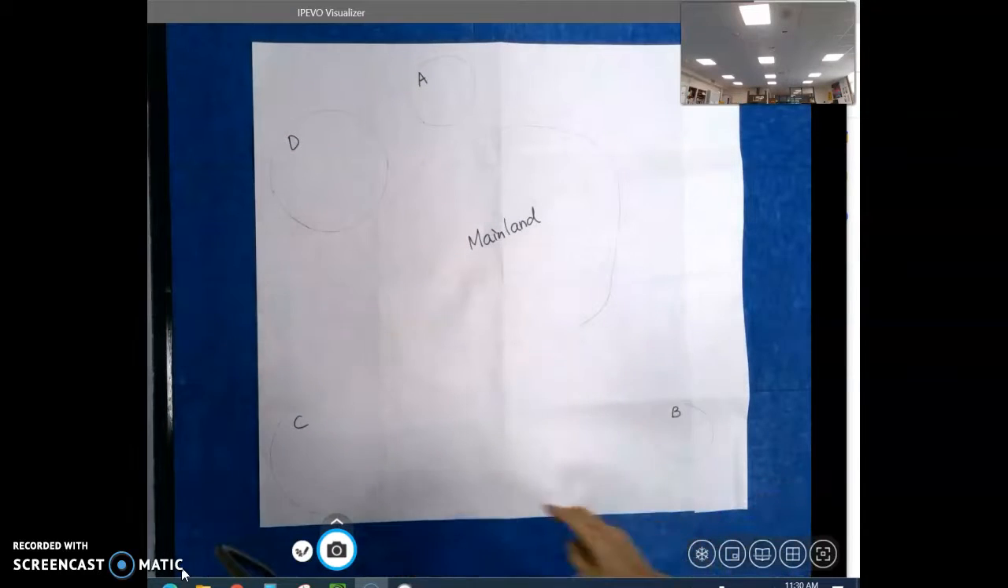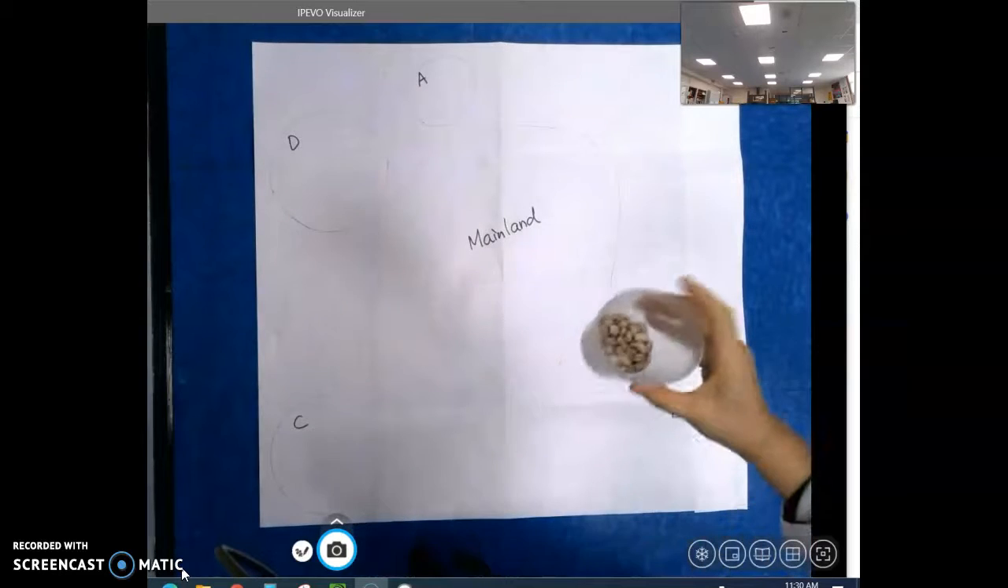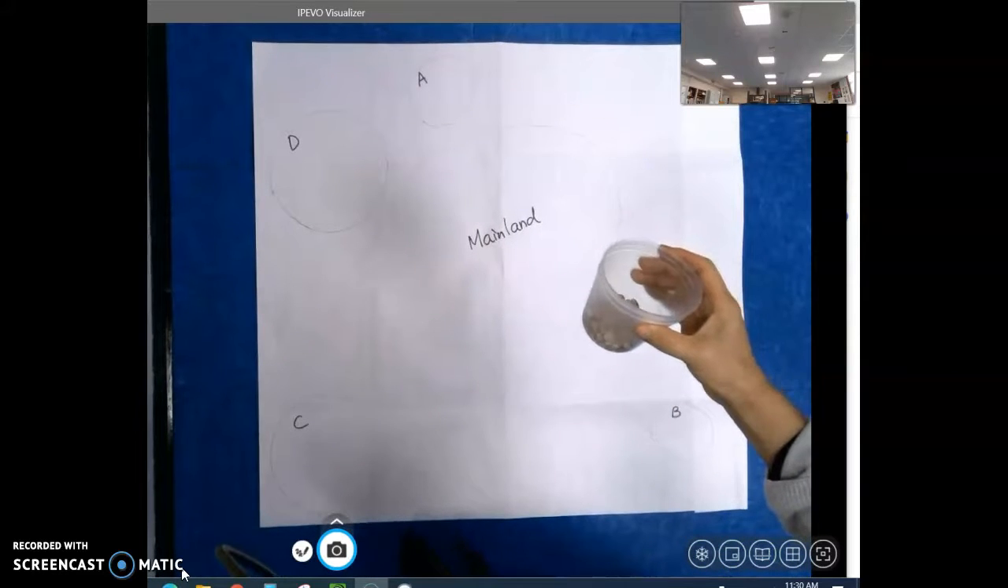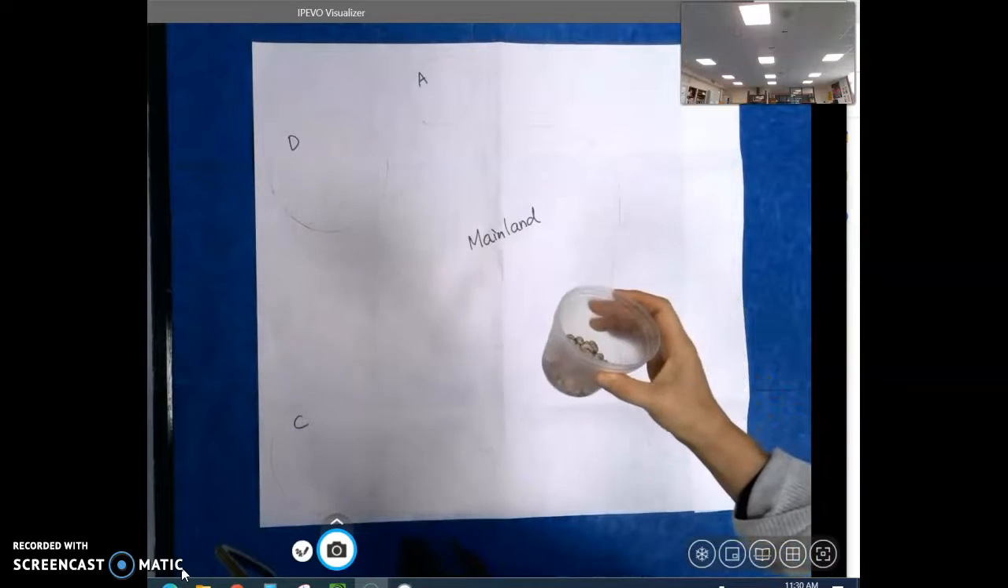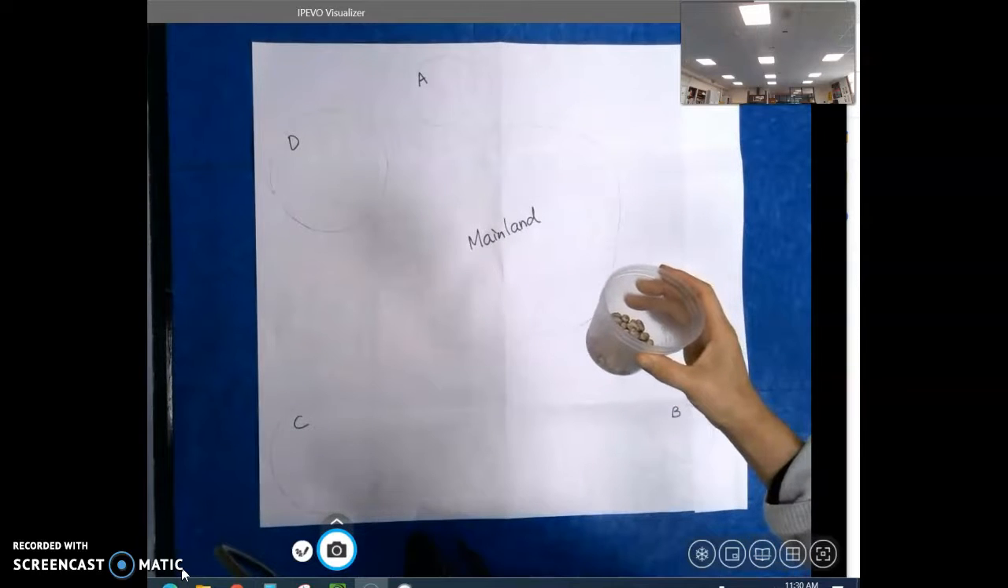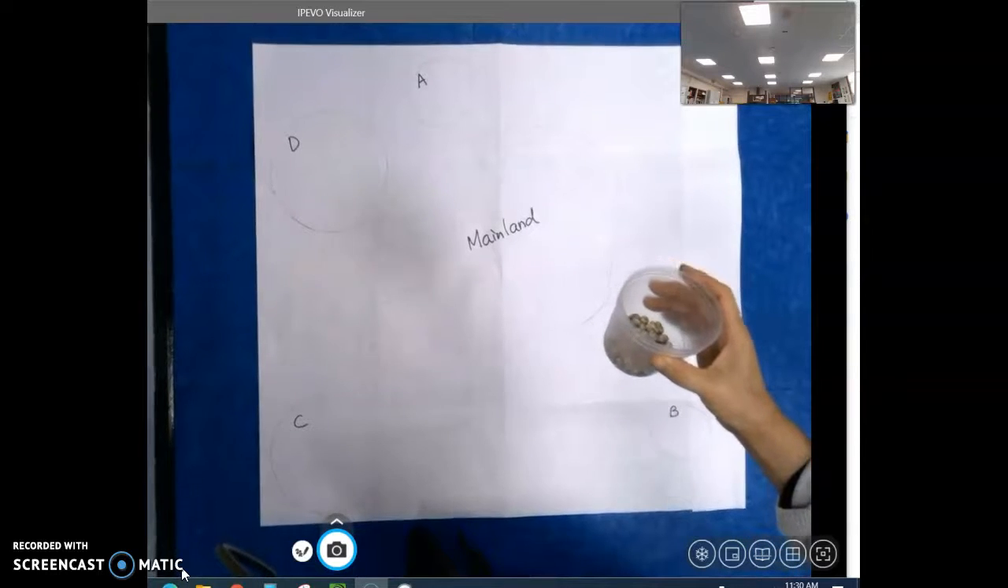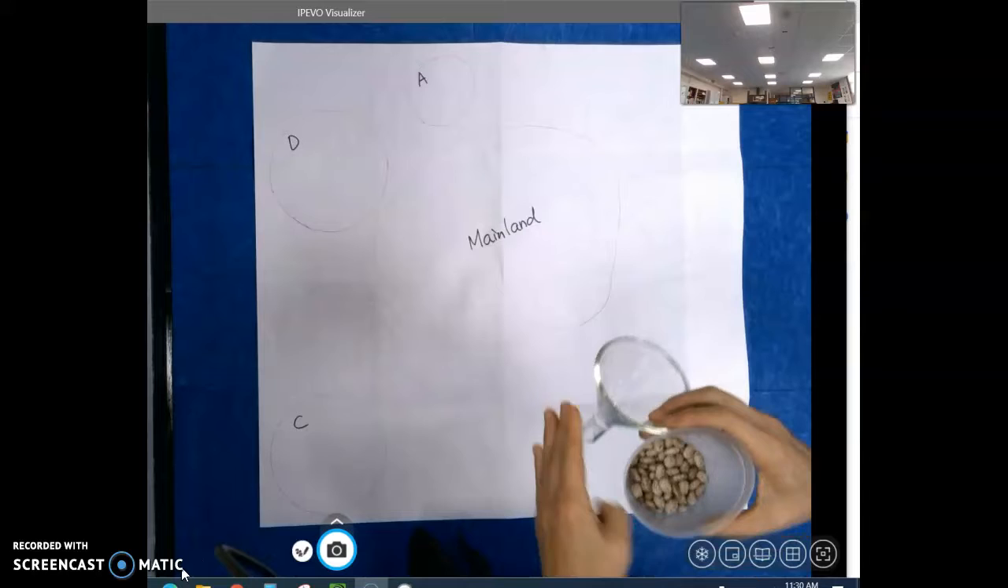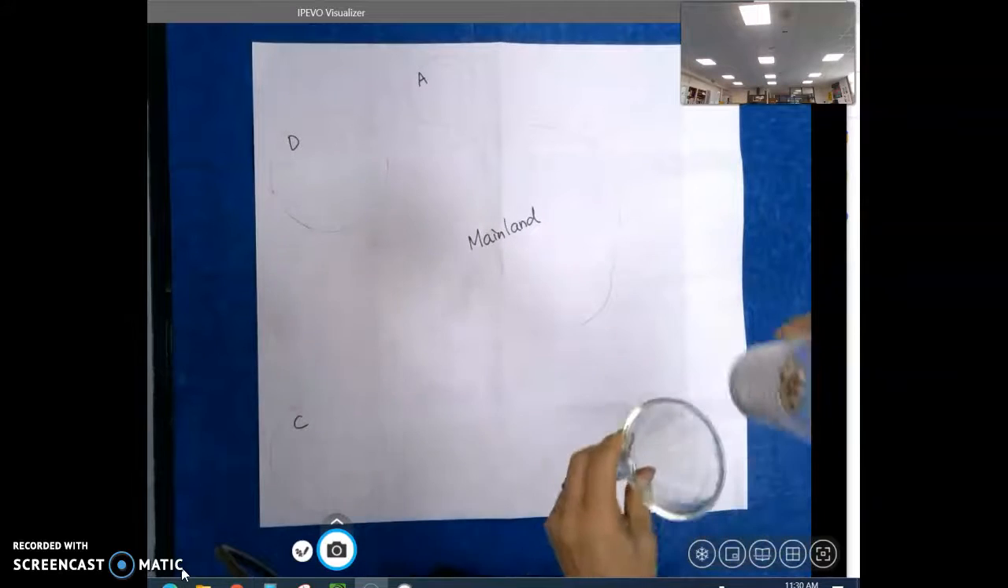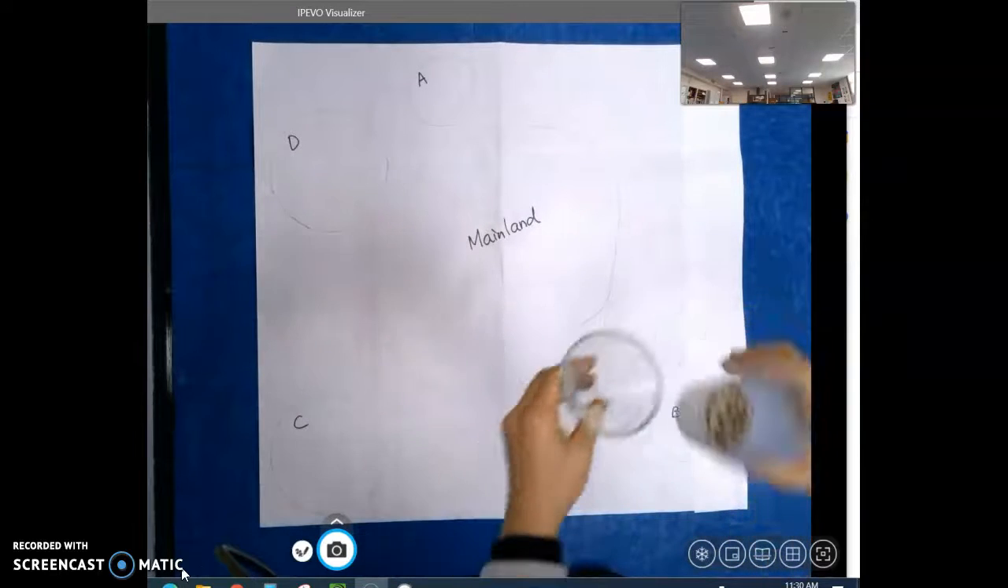Okay, and then I have 100 beans. They signify 100 species. So I'm going to drop them and see how they land on each island. Okay, so at this length, go this way.